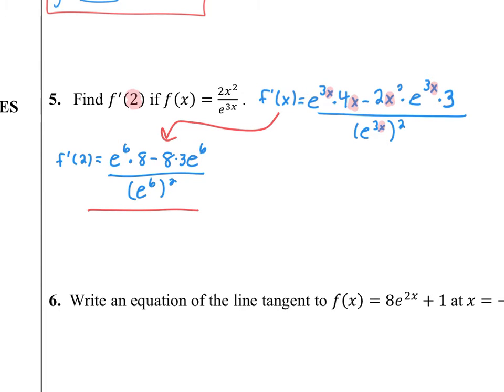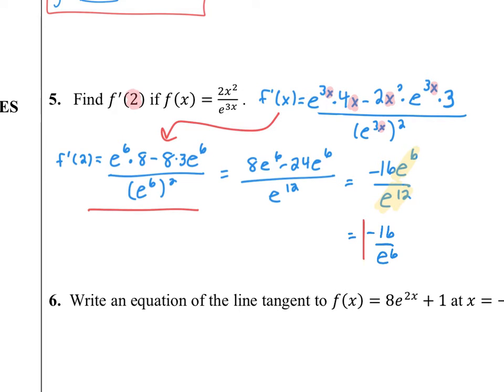And I'm just going to simplify this a little bit. This is 8e to the 6th minus the 8 times the 4 is the 24e to the 6th. And here I have a power to a power, so I multiply those exponents. And I see in my numerator I have like terms, so I'm going to combine those next. And now when I have the same base, I'm going to subtract those exponents. So my final simplified answer is negative 16 over e to the 6th.